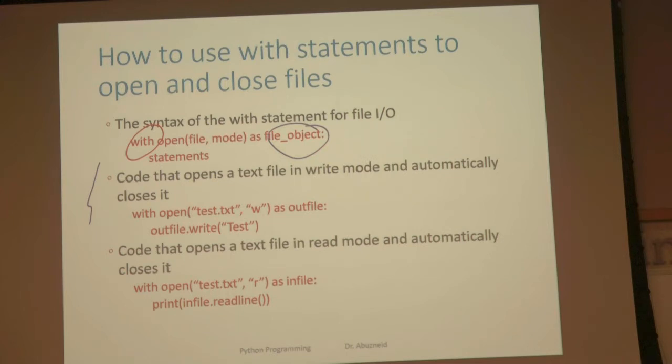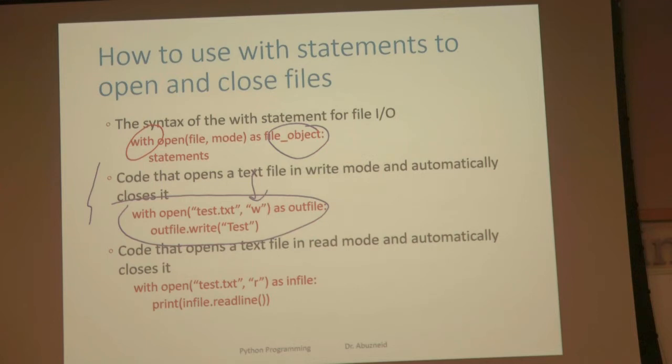So when you look in here, for example, with open test.txt, I'm opening a file in the hard disk drive called test.txt, and with write mode as out file, I call it the object. I call it out file. Then I say out file.write test. That's it. I don't have to use the close because once I finish the statements, the close will happen. It will be closed, right?